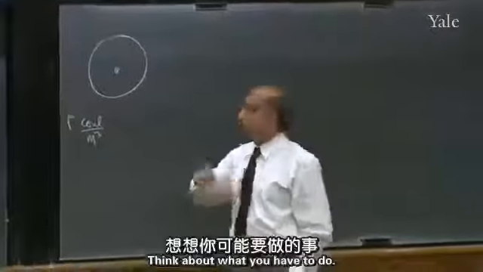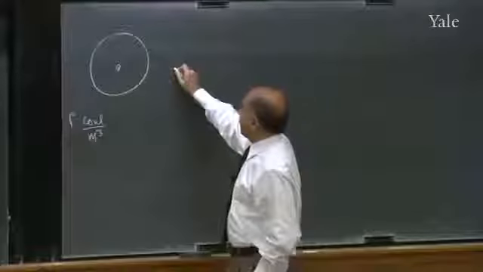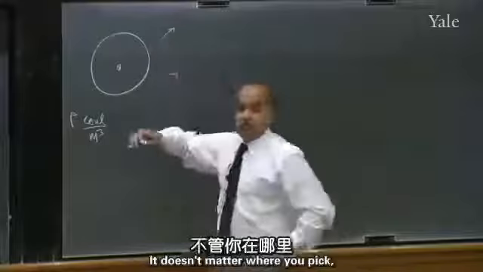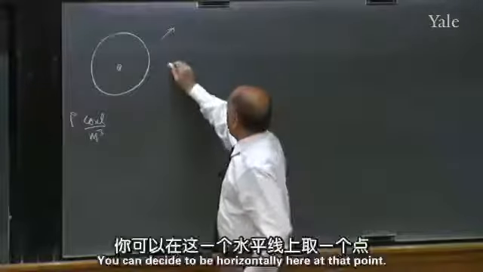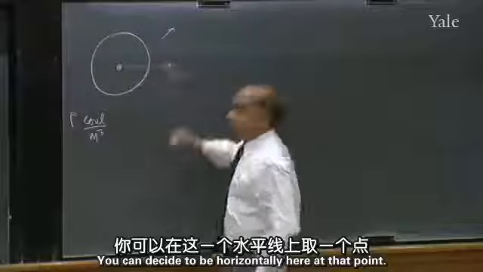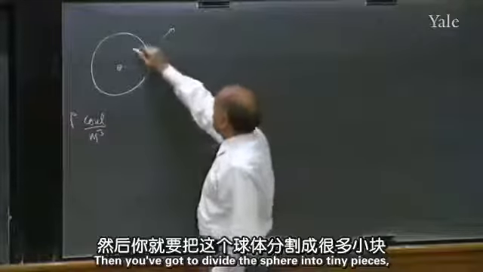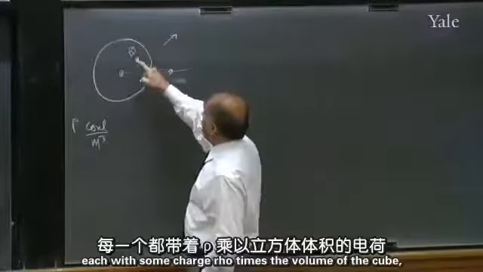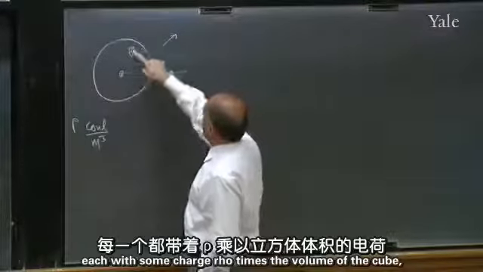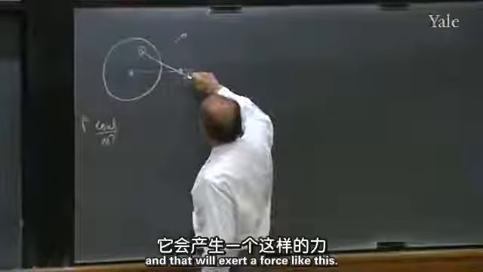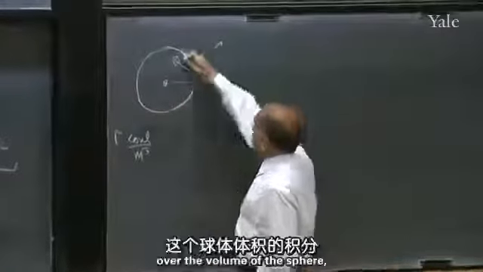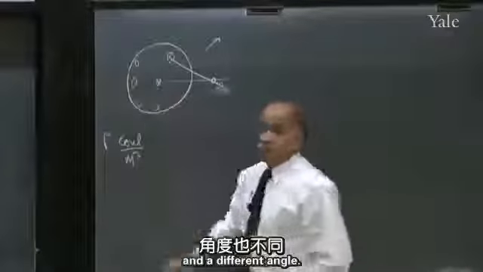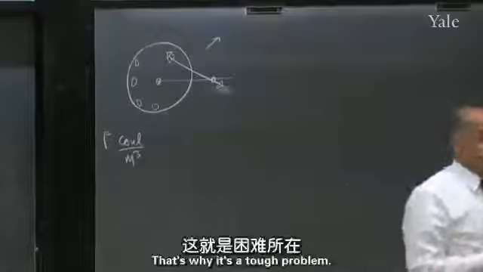Think about what you have to do. You want to sit somewhere here. First of all, for a sphere, we know the field is going to be radial. It doesn't matter where you pick. Everything looks the same. You can decide to be horizontally here at that point. Then you've got to divide the sphere into tiny pieces, tiny little cubes, each with some charge rho times the volume of the cube, and that'll exert a force like this. And you've got to integrate it over the volume of the sphere, where each portion is at a different distance and different angle. You've got to add it all up. That's why it's a tough problem.